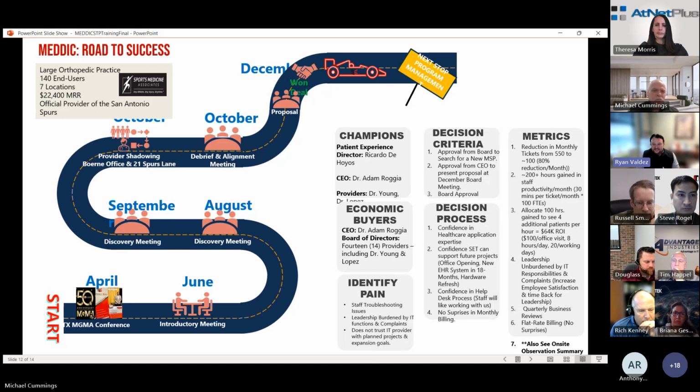And I asked how the current IT provider fits in with these projects. And he made a comment that, yeah, we really remove them from these projects, because we don't really trust them to take the lead on it. So some legit pain by the staff and by the patient experience director.